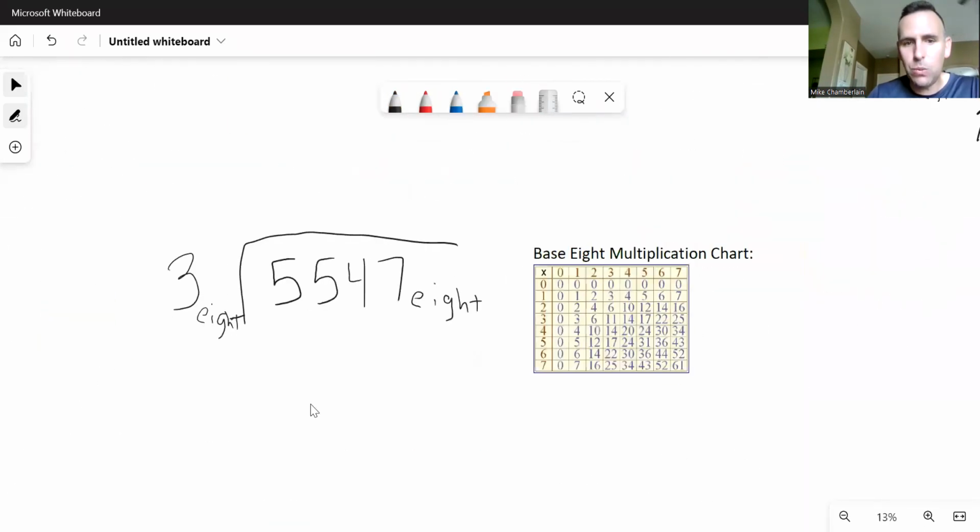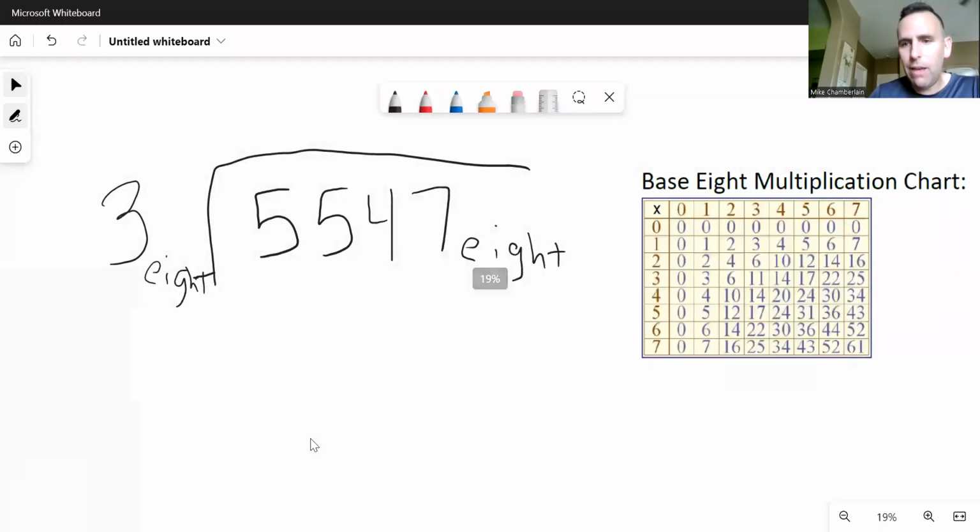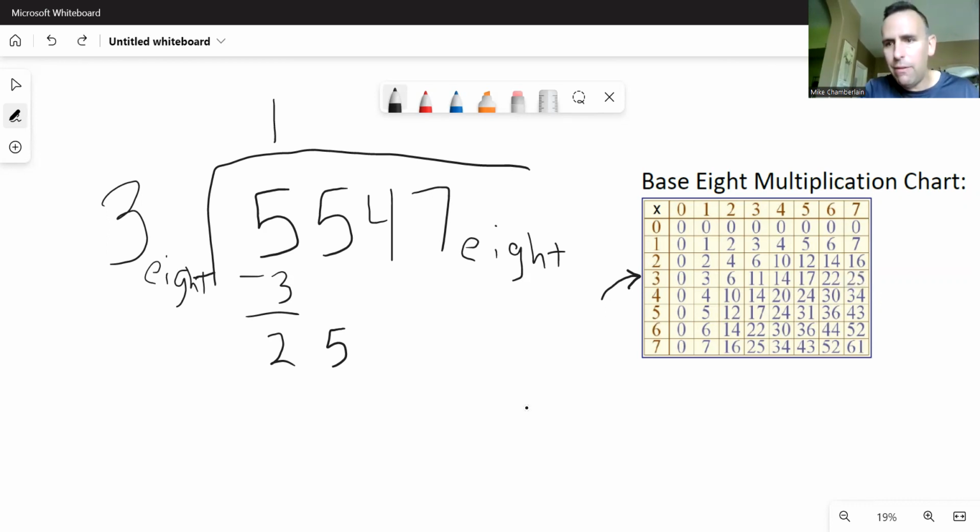Let's take a look at the last one, which was our base 8. Have a huge multiplication chart here, right? 3 goes into 5 once. Bring down the 5. I want to look at my multiplication chart. I'm on line 3, and I want to look for what's the largest number that I can find groups of 3 in. Well, it actually turns out to be exactly even. 3 times 7 is 25 in base 8. So I'll put a 7 there. Don't code switch back to base 10.